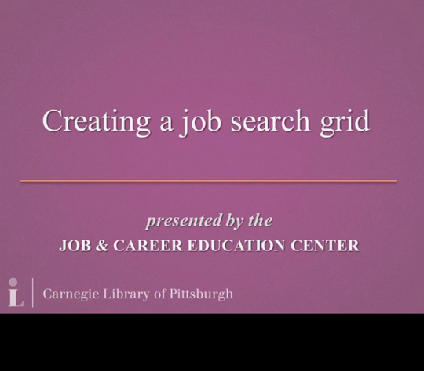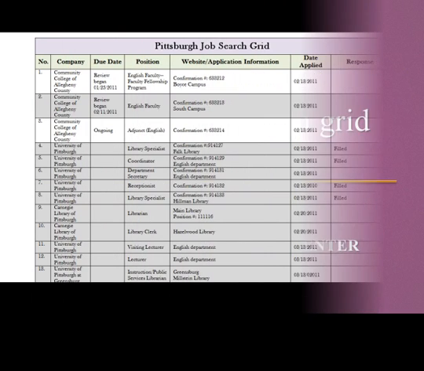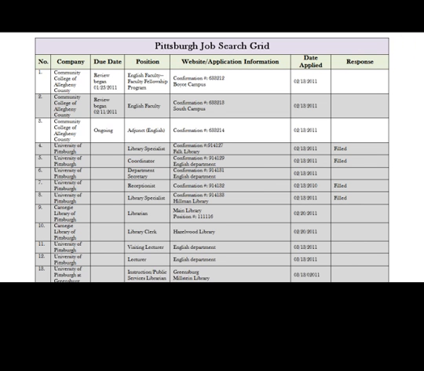My name is Ria. The goal of this tutorial is to explain and demonstrate the value of a job search grid. A job search grid is a table that a job seeker can use to keep track of jobs to which they have applied. Using a table keeps the information organized and easy to read. A job search grid can be created using a word processing program or a spreadsheet program. The example used in this tutorial was created in Microsoft Word.